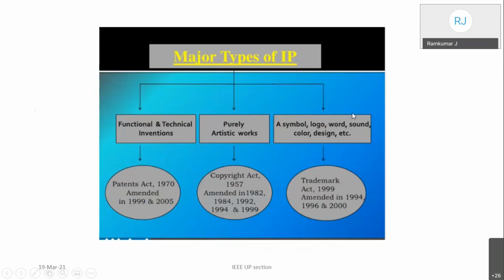The third one is the trade, which is given for trademark, like Nike ka logo, Mac ka logo, they all fall under the trademarks.